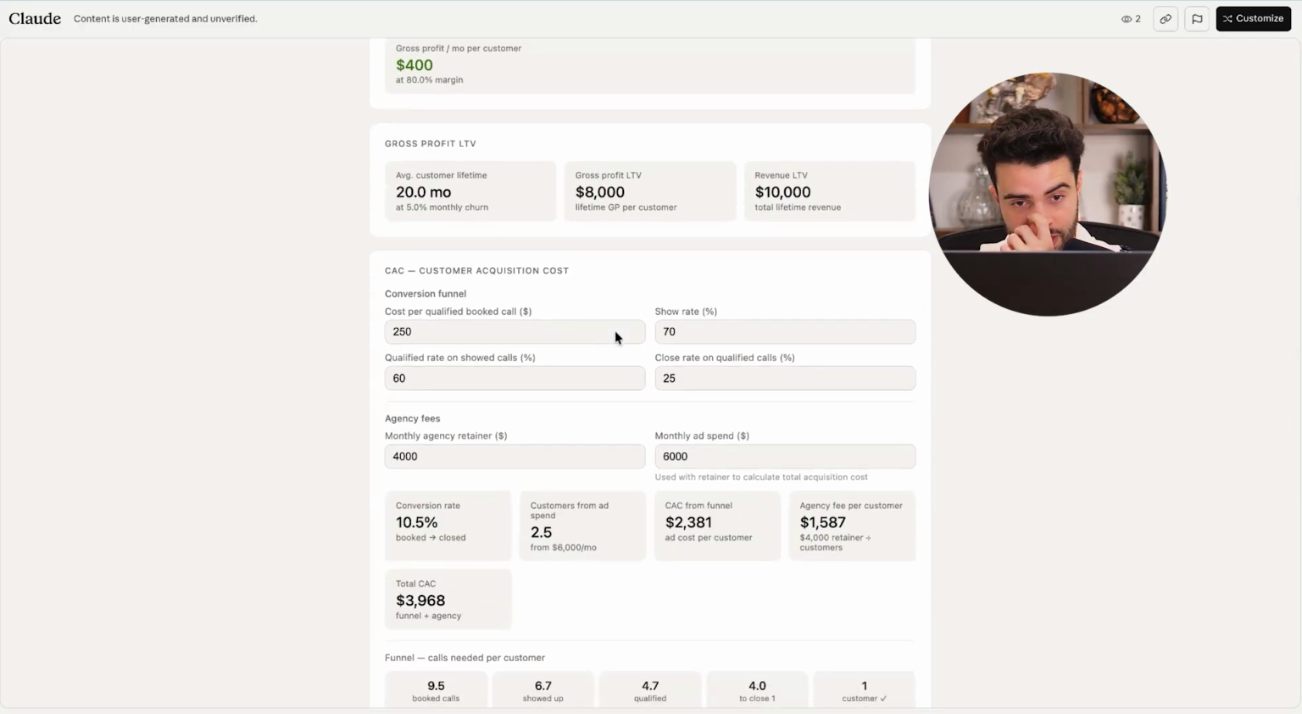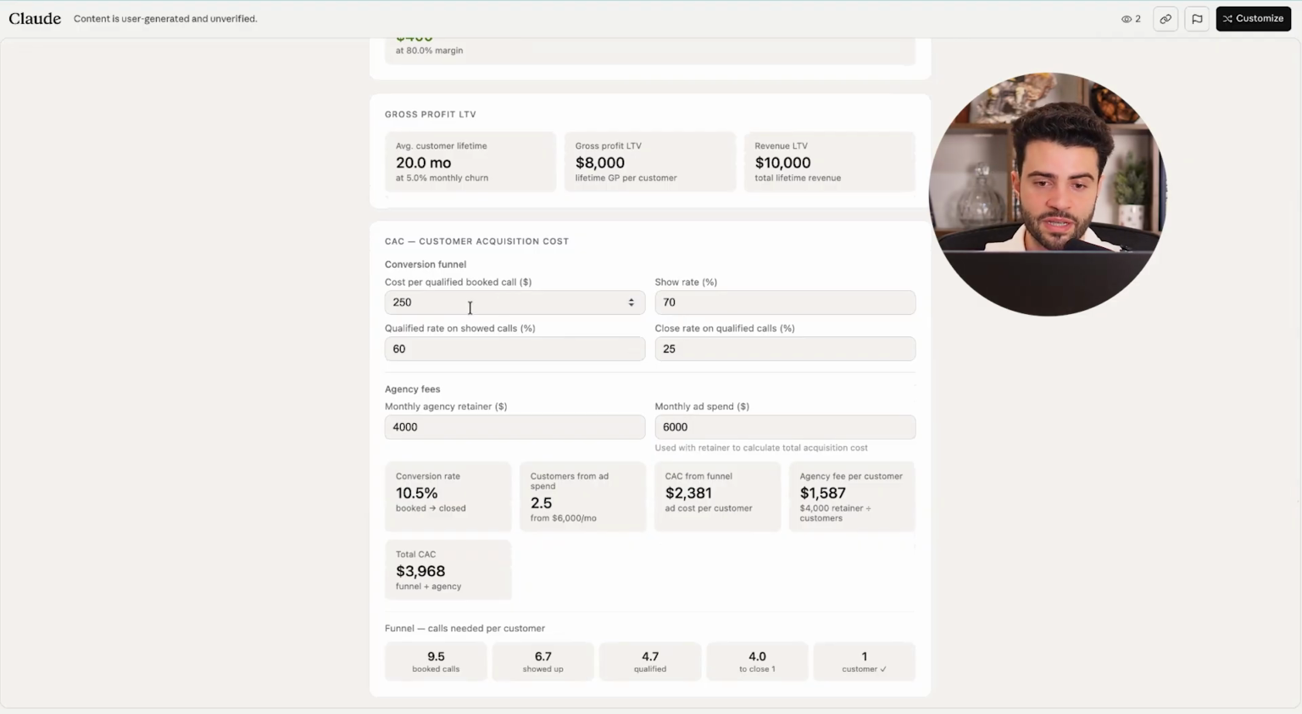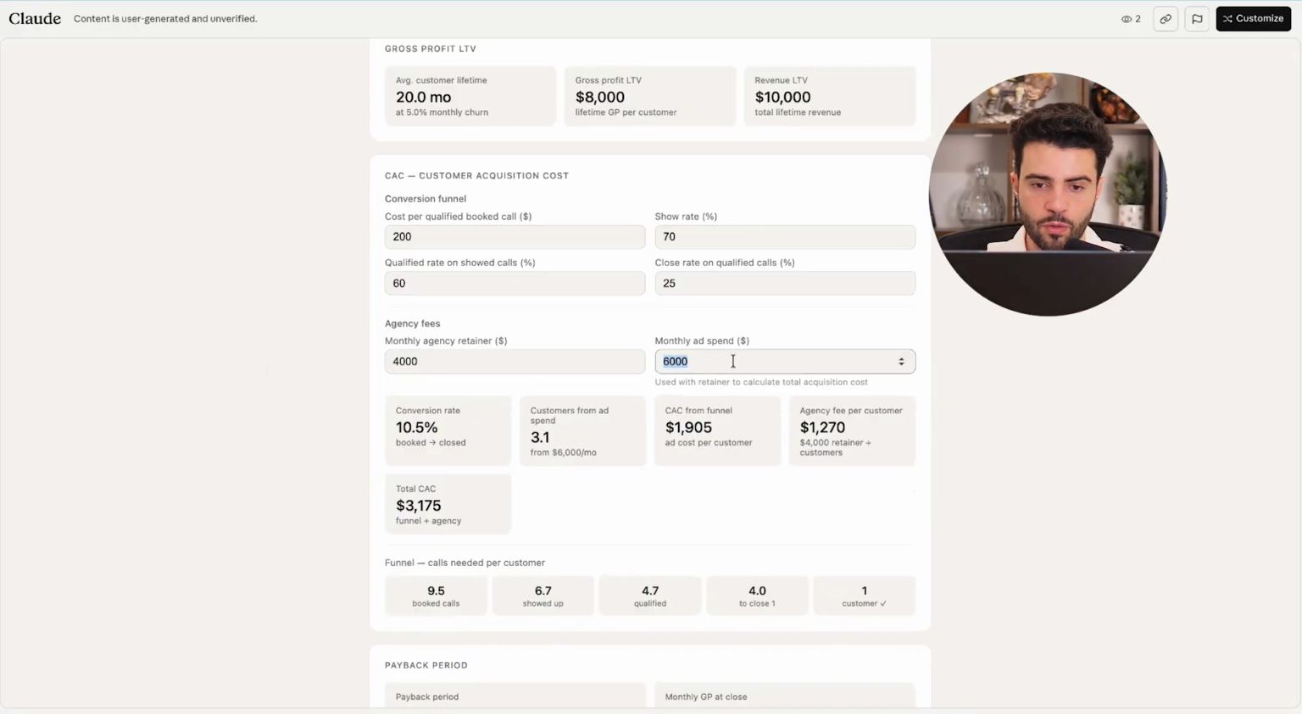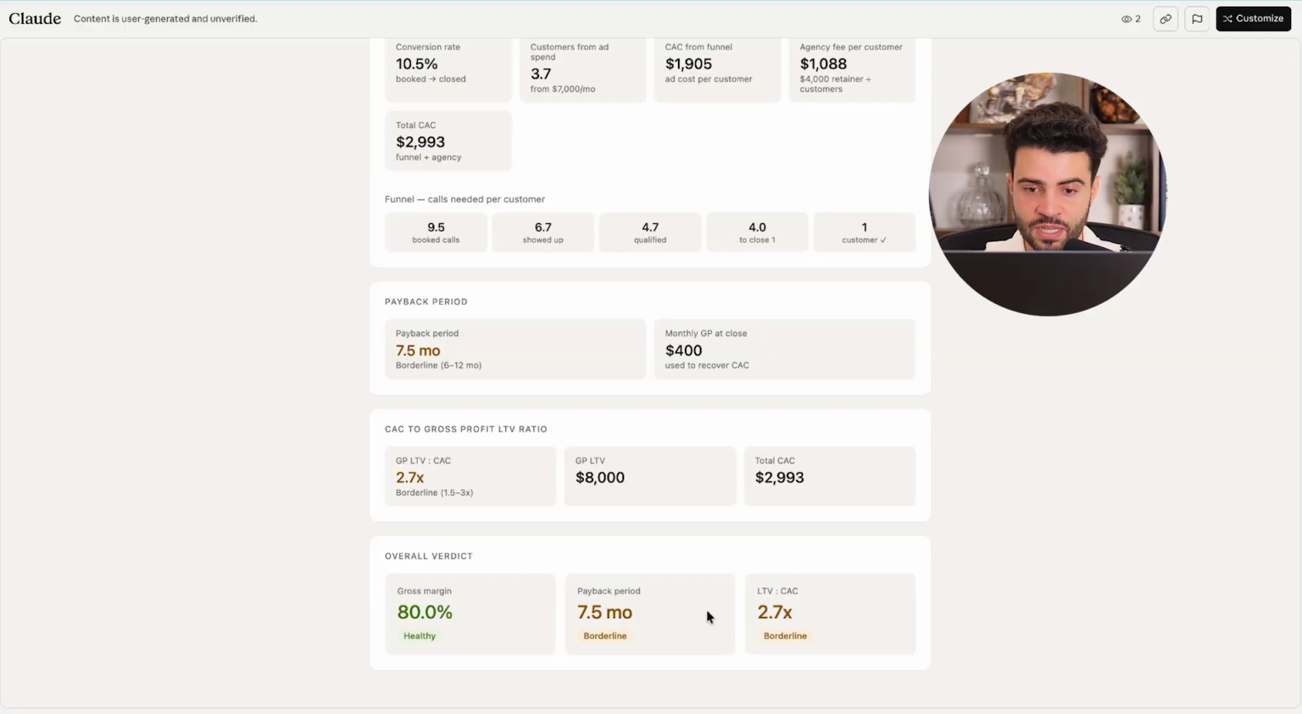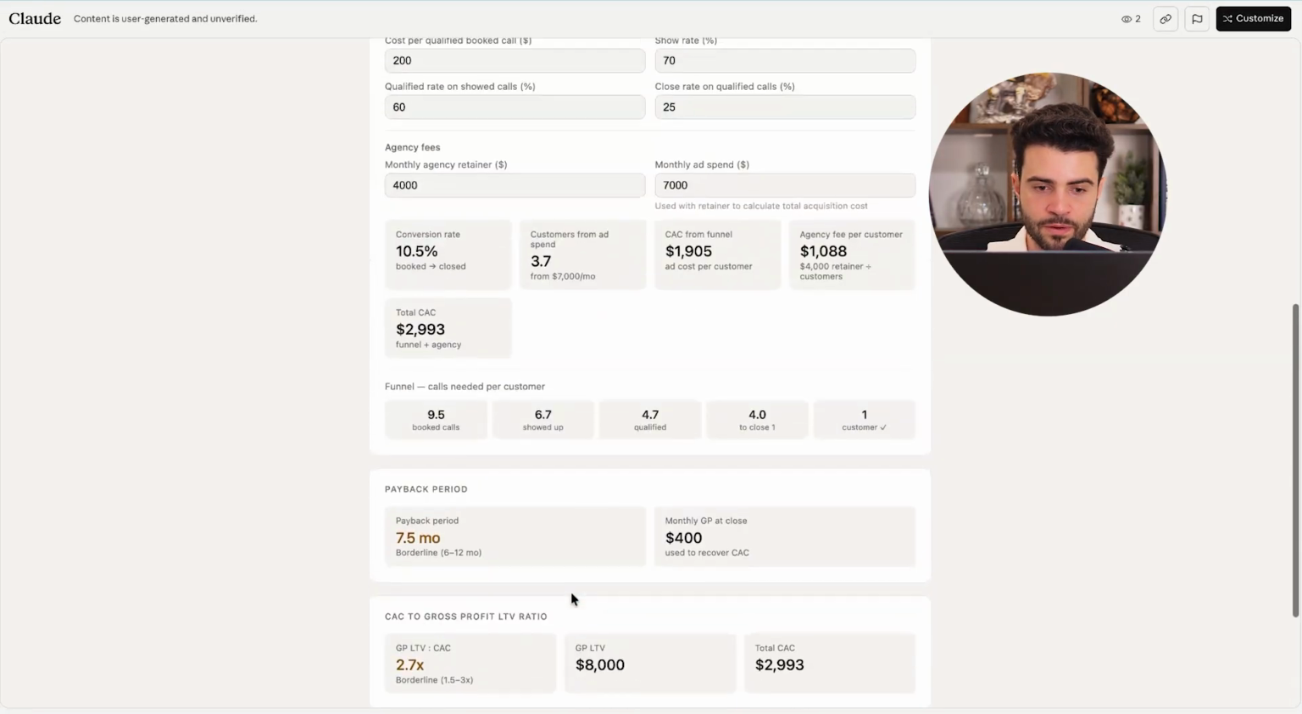Well, if that's the case, let's say that these are going to stay constant. Let's see how we can mess with the CAC to see exactly what we would need in order to make this work. So let's say, for example, okay, well, what if we got a $200 cost per call? And what if we spent $7,000 a month, right? Where are we at now? Well, now we're at a 2.7 LTV to CAC and we're at a 7.5 payback period, but still not enough.